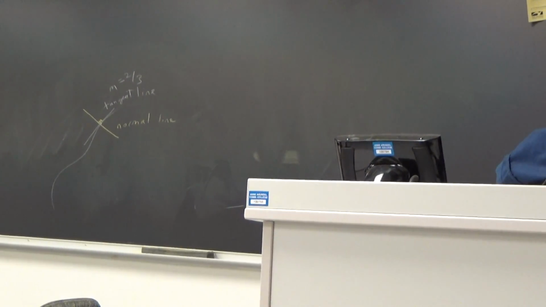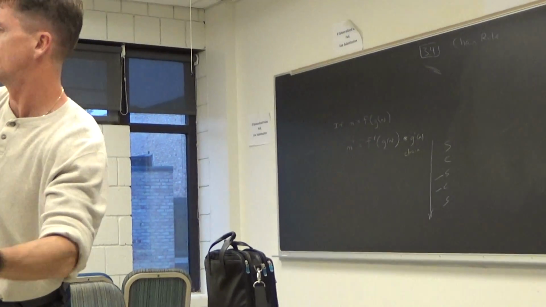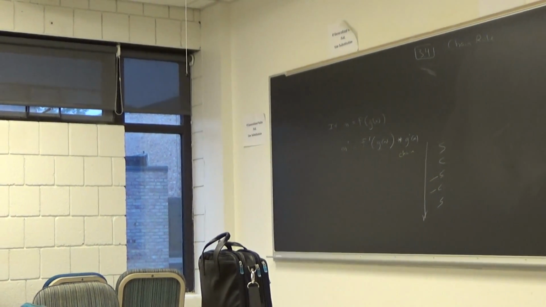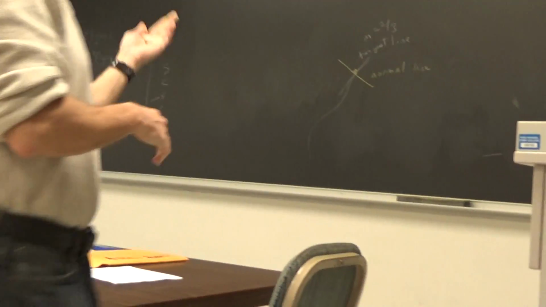Some people say perpendicular lines have opposite reciprocal slopes. Have you heard that before? Or my teacher told me, perpendicular lines have negative reciprocal slopes, right? But you flip it, oh, that was good. And then you change the sign, because one's positive, one's negative.